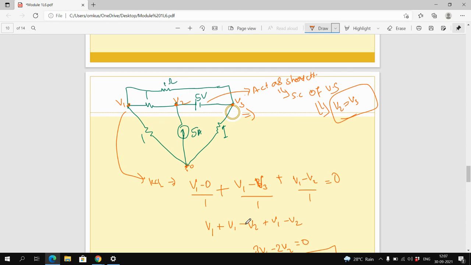Now see, sorry guys, I made one mistake here. This acts as a short circuit, but the potential is not equal, right? Because some potential is given, so how can I take the potentials as equal? So what is the potential difference? This is the higher potential, so V2 minus V3 here equals 5 volt.